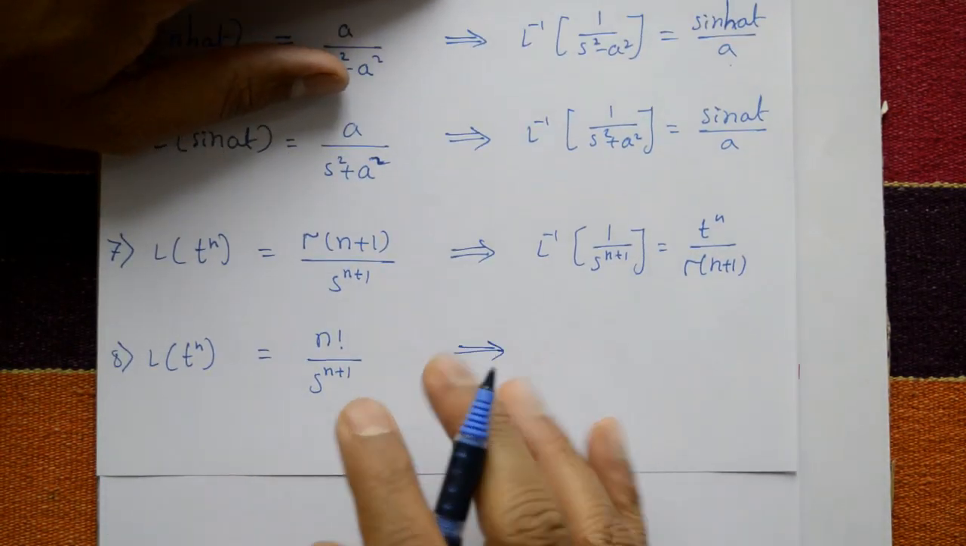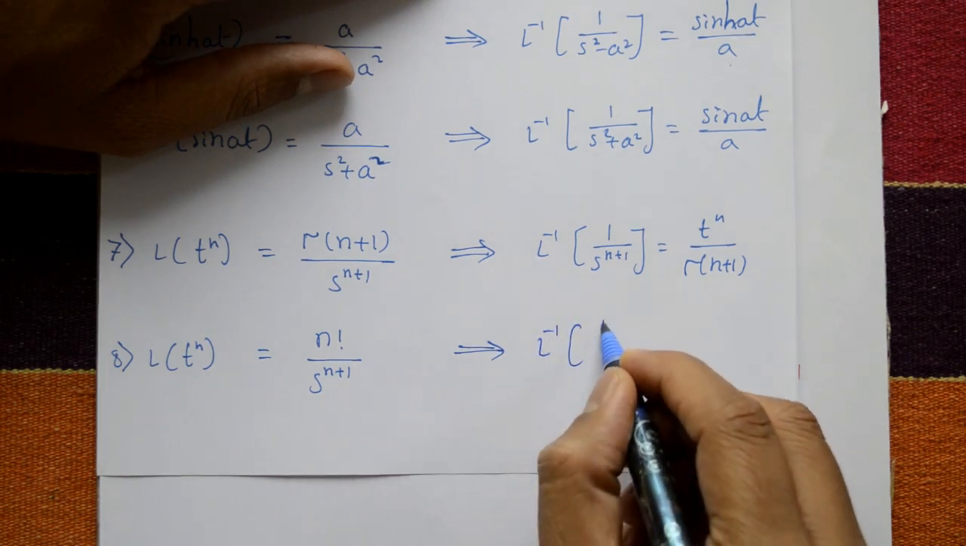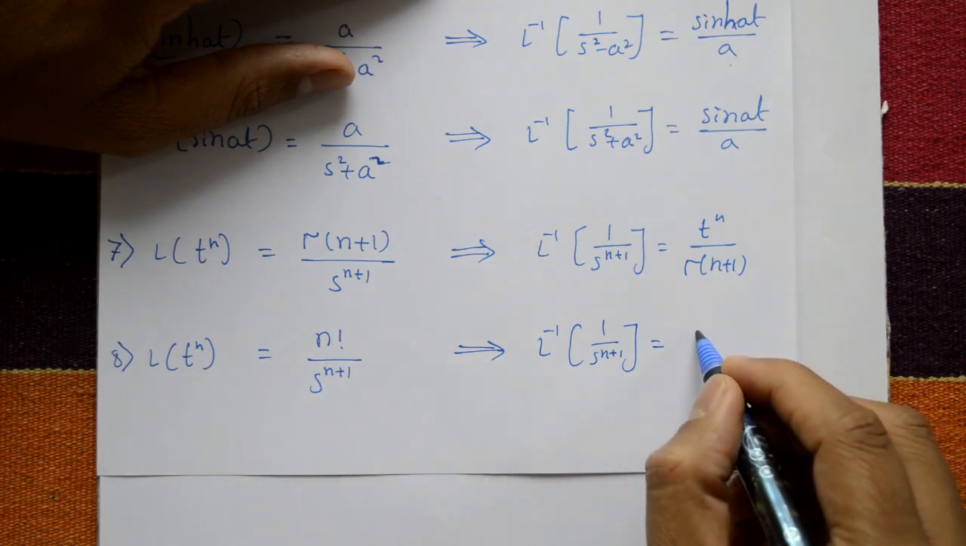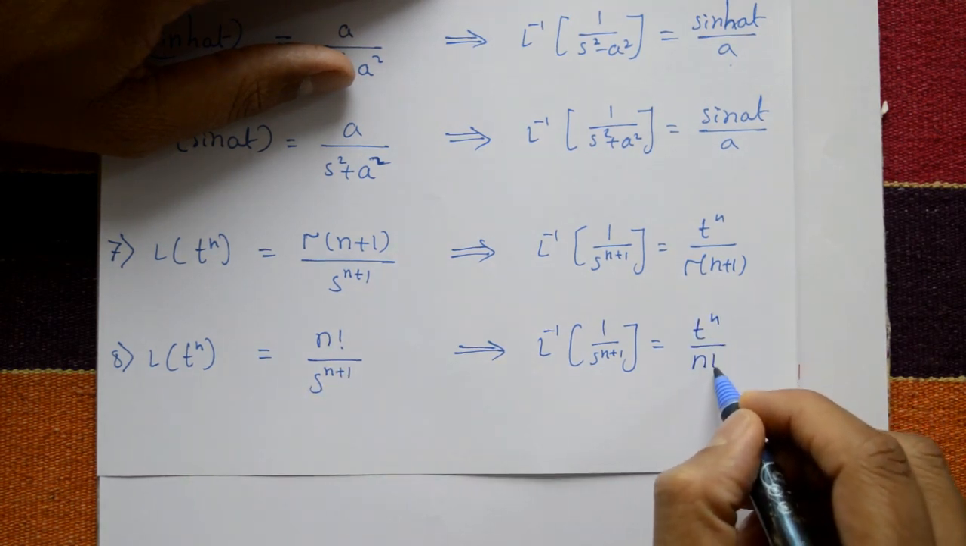Now same. Eighth one is the inverse of 1 upon s raised to n plus 1 is equal to, so n is a shift in denominator, means t raised to n upon n factorial.